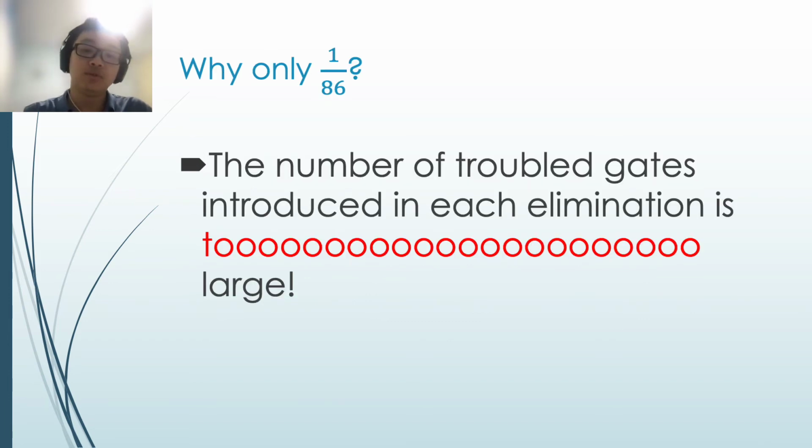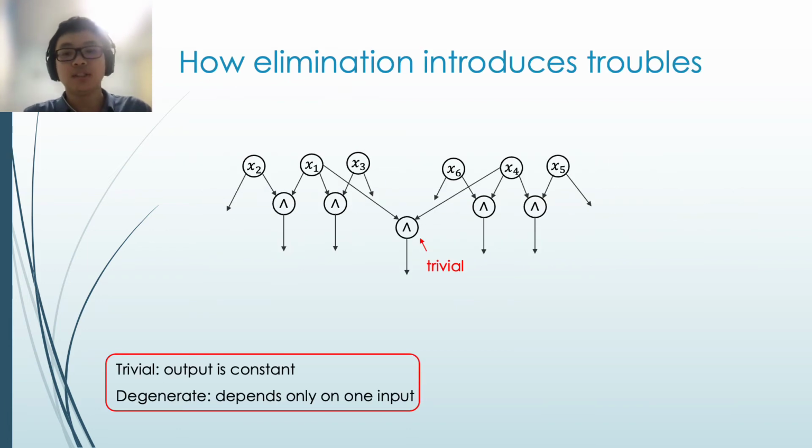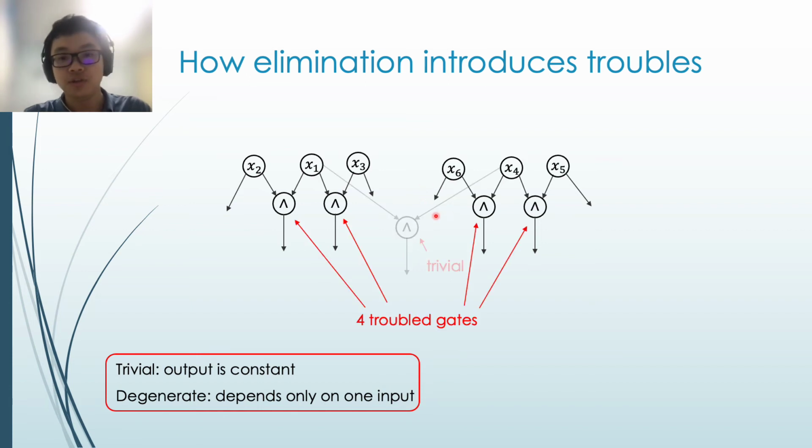To improve it, we first ask ourselves, what makes the advantage only 1 over 86 in the previous argument? It is because the number of trouble gates introduced is too large. So, can we give a better bound on the number of trouble gates introduced? To reduce the number of trouble gates introduced, we first examine where the 4 trouble gates at each elimination come from. Here is one of the extreme cases where the trivialization of the middle AND-type gate will produce 4 new trouble gates.